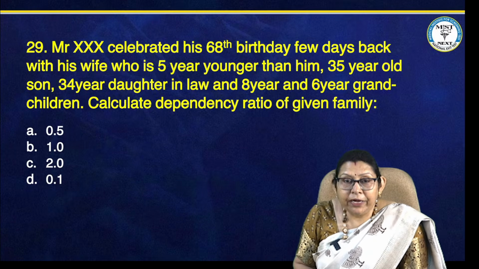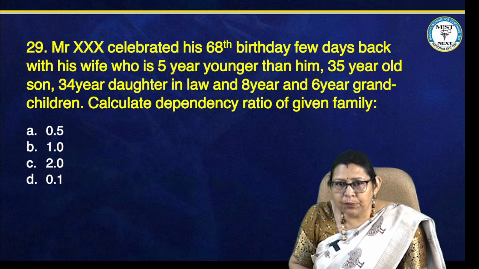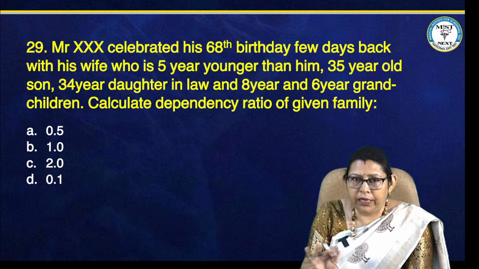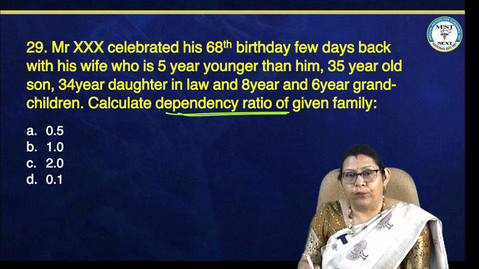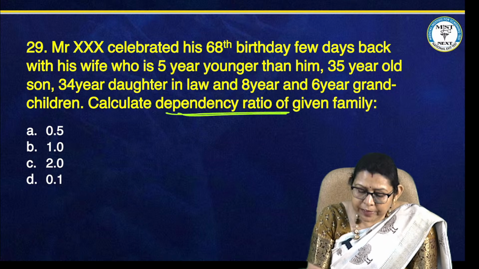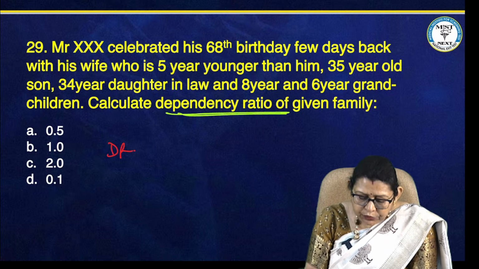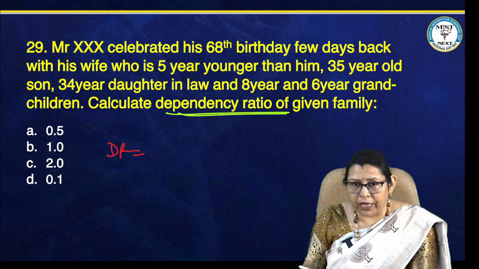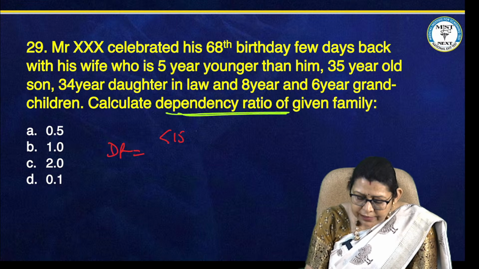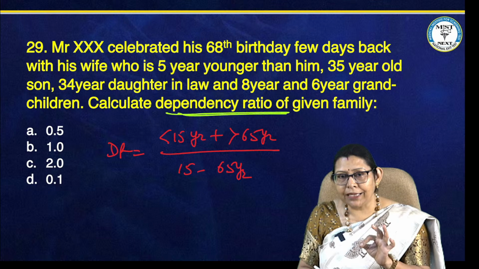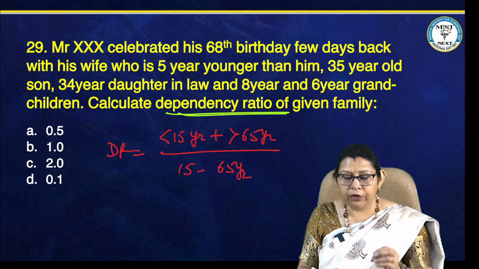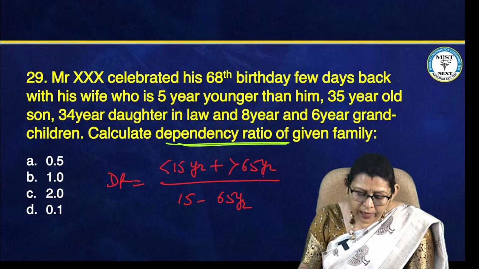Mr. X celebrated his 68th birthday. So the question is again a big question. Calculate the dependency ratio. What is the formula for the dependency ratio? Dependency ratio is non-working to working. What is non-working? Less than 15 years plus more than 65 years, divided by working, that is 15 to 65 years. So the catch is, in the given question you have to find out which is working, which is non-working.